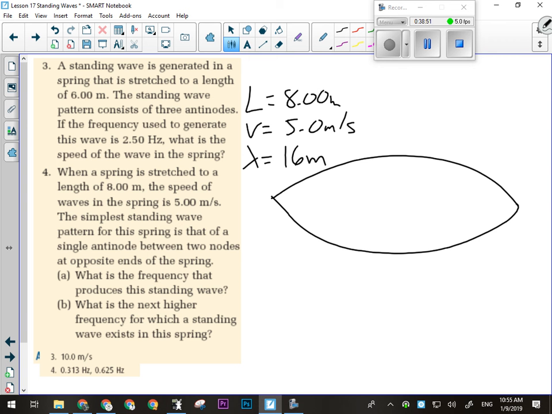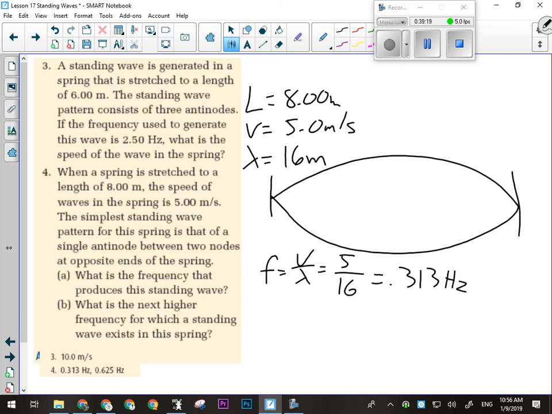So what's the frequency that produces this standing wave? Well, I can use the universal wave equation now to get that, because I was able to use a diagram of the wave to get its wavelength. So frequency will be v over lambda, so that'll be our 5 over 16, and that'll tell us that the frequency there is 0.313 hertz. So less than 1 hertz, 0.313 hertz would create that standing wave.